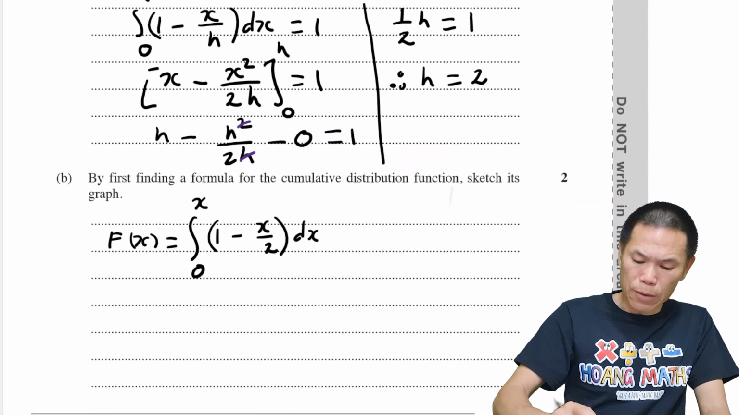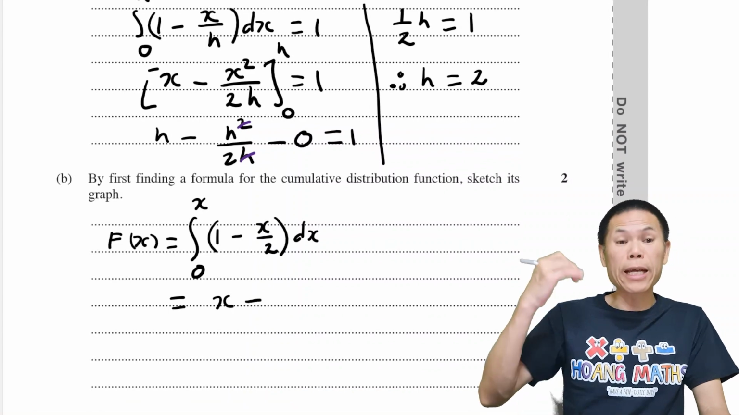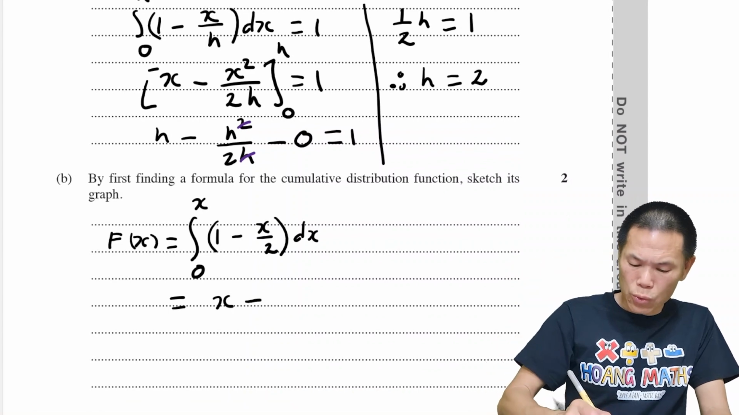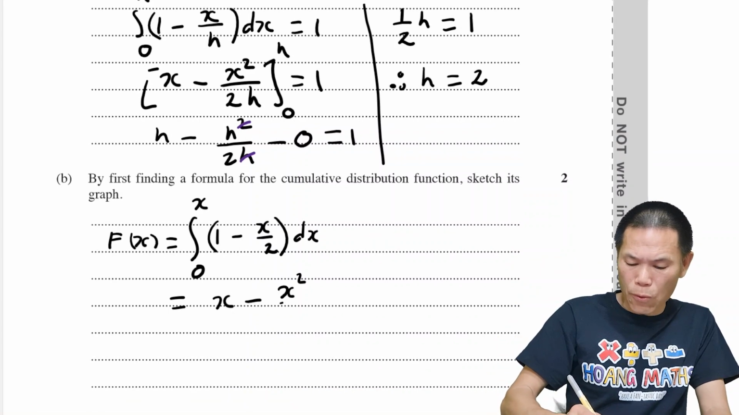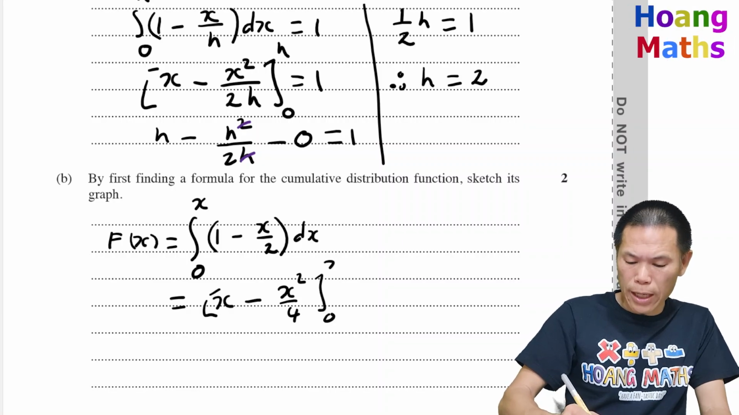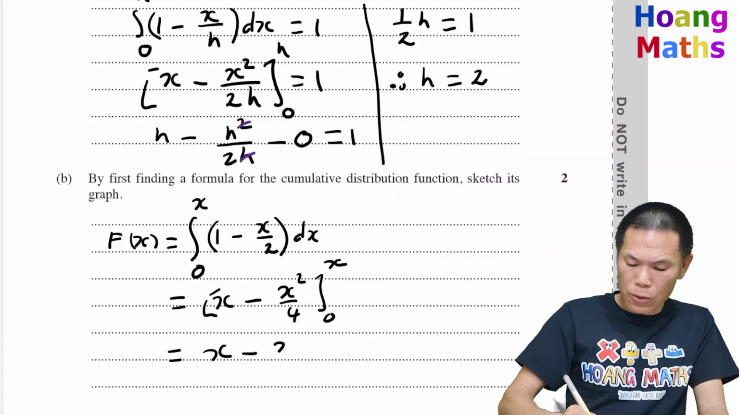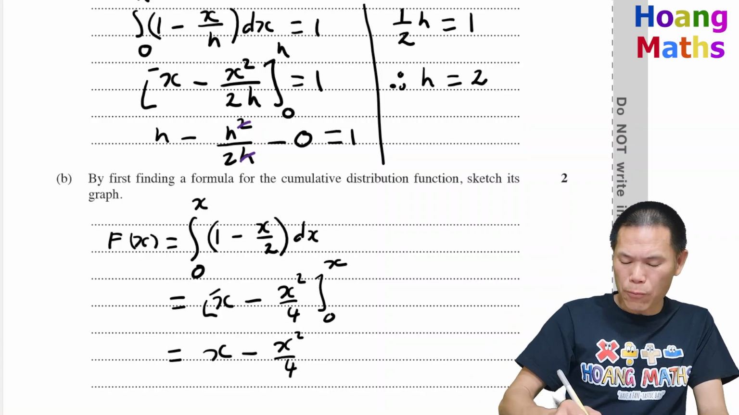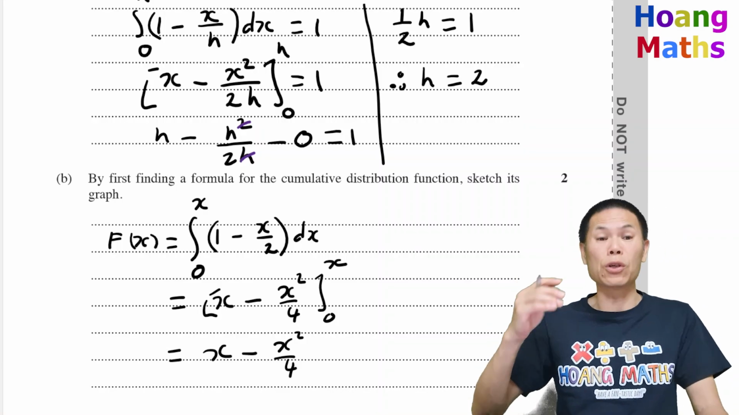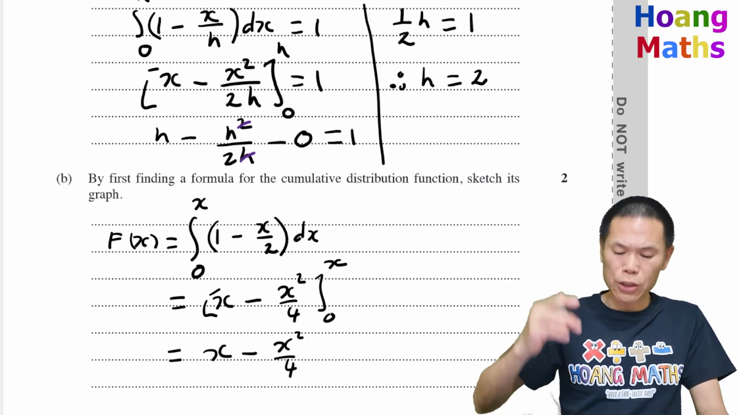So that will give me x minus x squared divided by 4, from 0 to x. I substitute x in, so x squared over 4, and we minus 0, so that's the same. So this is the cumulative distribution function.